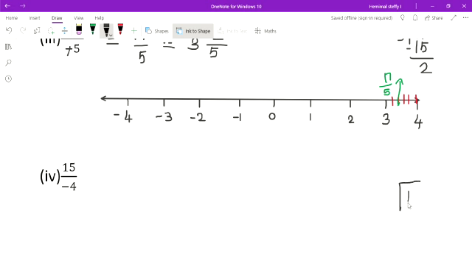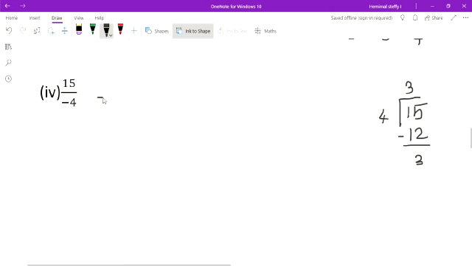15 divided by 4. How many times? 3 times only. 3 fours are 12. 15 minus 12 is equal to 3. So what is the whole number here? Whole number is equal to the quotient. The quotient is called the whole number.